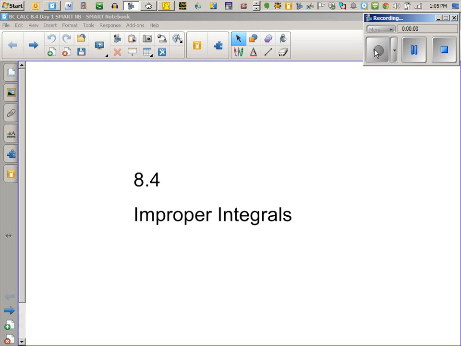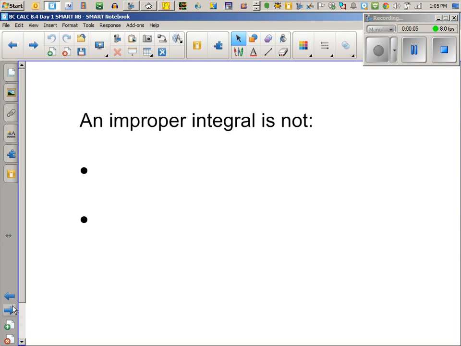You need a piece of paper here. Improper integrals. Here's the first thing.